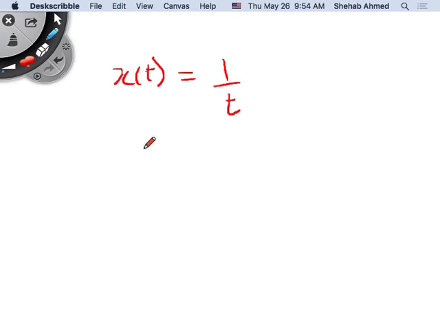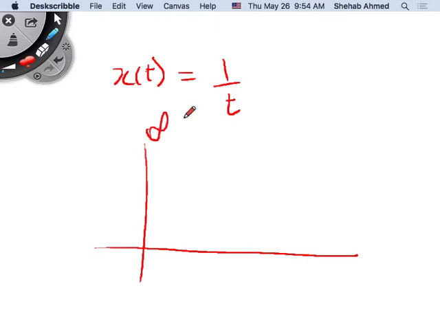It has a vertical asymptote at t equals 0. It doesn't cross the x-axis. It goes to infinity like this, and on the other side it never reaches zero. At t equals 0, what is the value? Positive infinity. And at t very large, it's 0. As t goes to infinity, it's 0. Right?